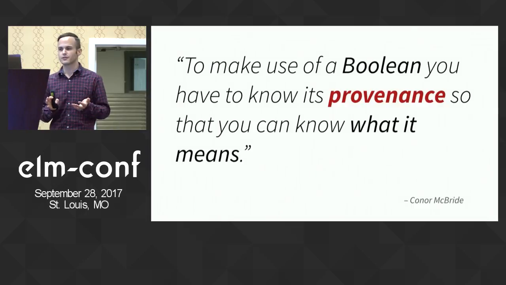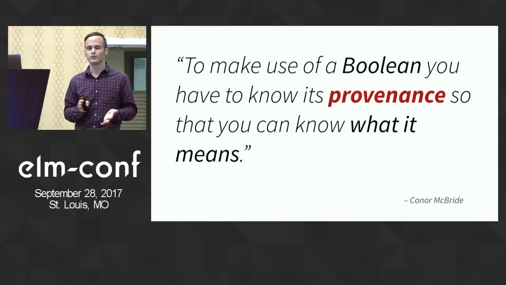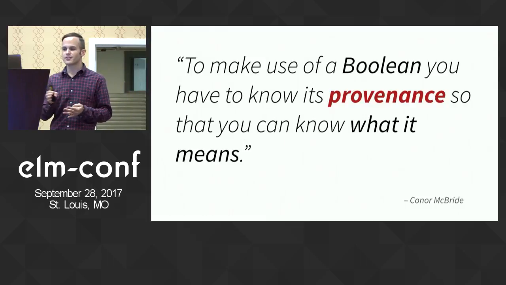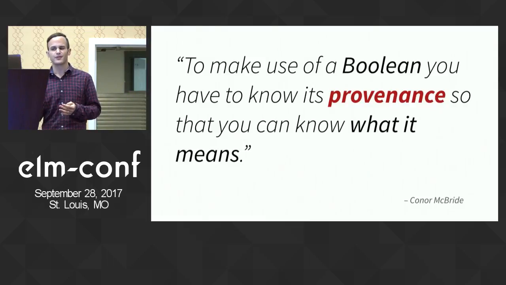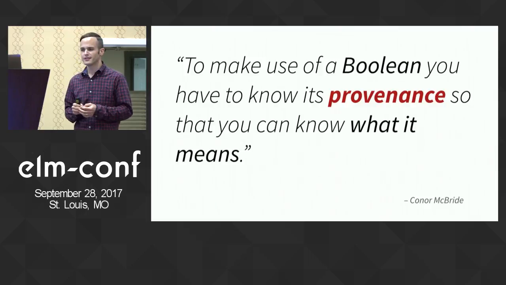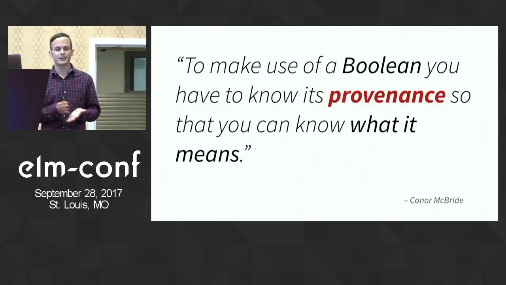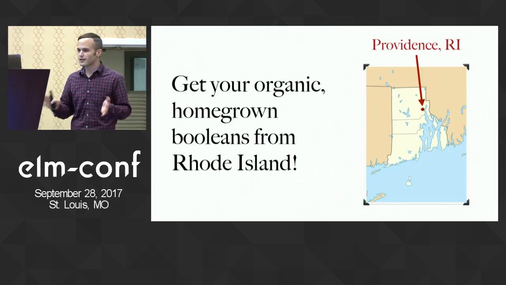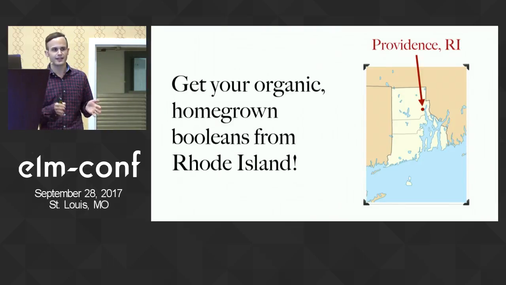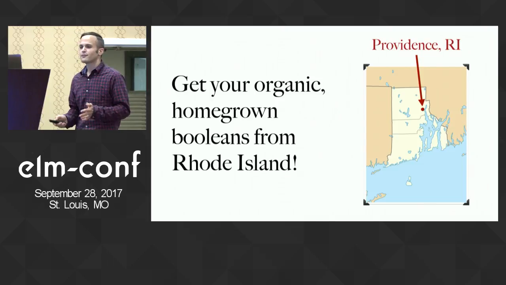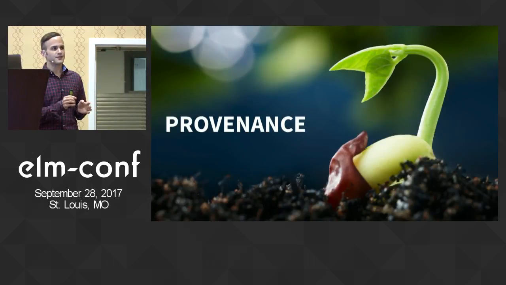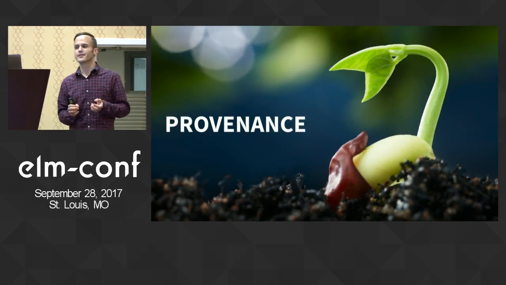Conor McBride, a lecturer, provides this insight into the problem of Boolean blindness. To make use of a Boolean, you have to know its provenance so that you can know what it means. All right, what is he talking about there, and what's up with this fancy provenance word? Now, this isn't Providence, Rhode Island, where you can pick up organic homegrown Booleans. Rather, provenance refers to the birth or origin of something.